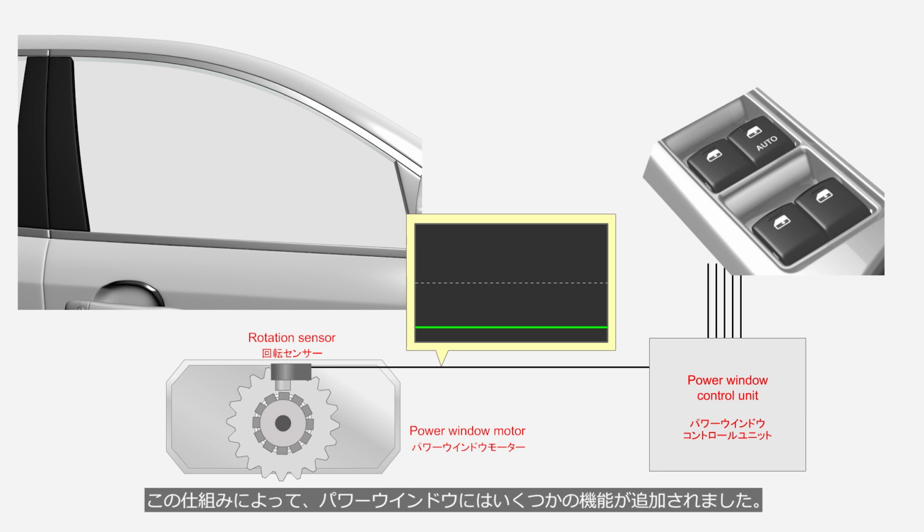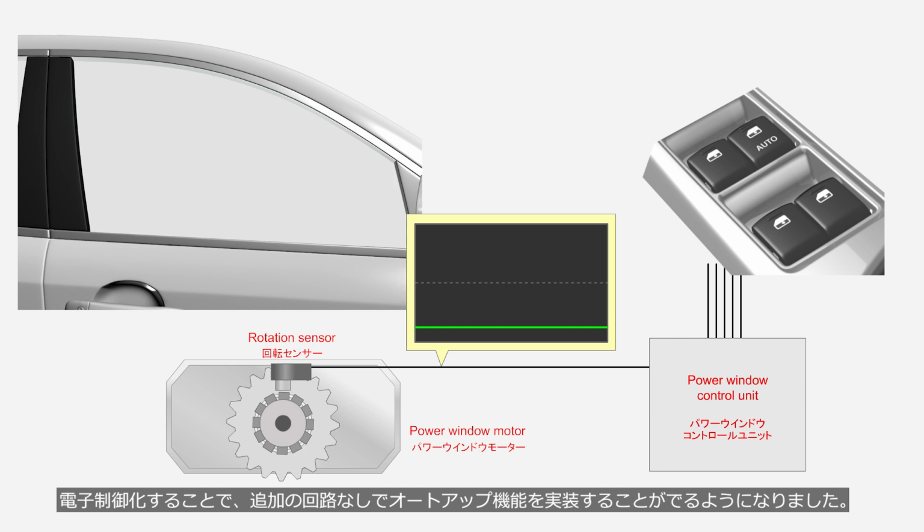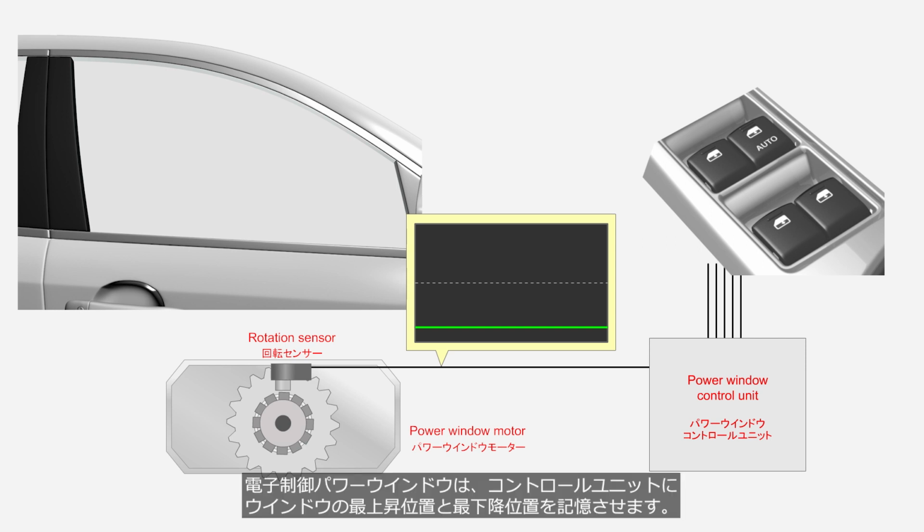This mechanism added some functions to power window systems. The auto-up function was implemented even before digitization by adding timer circuits or current detection circuits. However, with electronic control, the auto-up function is implemented without the need for additional circuits. In electronic control power windows, the uppermost and lowermost positions of the window are memorized by the control unit.